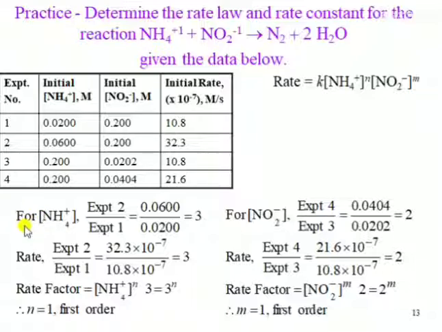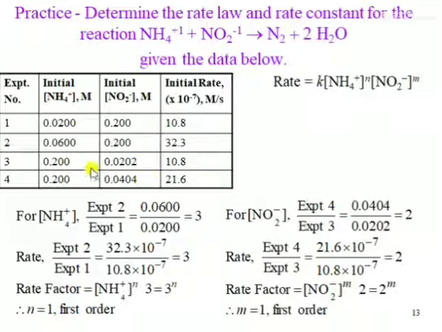As we had done previously, in this case you see that in experiment number 1 and 2, the concentration of NO2 negative ion has been kept constant. So by using experiment number 2 and 1, we are able to determine the order of the reaction with respect to ammonium ion, which comes out to be 1. You can see the comparison of the concentration values with the reaction rate, and the value of N comes out to be 1.